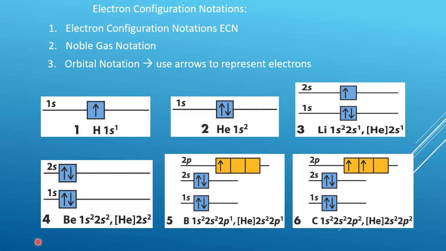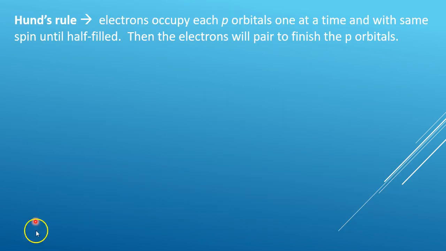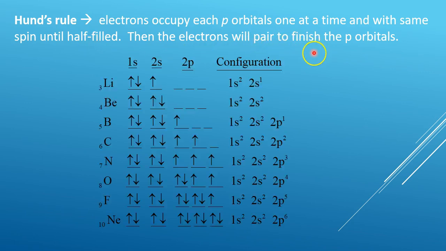So now let's take a closer look at the second rule for writing electron configuration, Hund's rule again. That rule says that electrons occupy each p orbital one at a time and with the same spin until half filled. Then the electrons will pair to finish the p orbitals. So what that means, for example, if we were to look from lithium, continue on to neon, number 10.